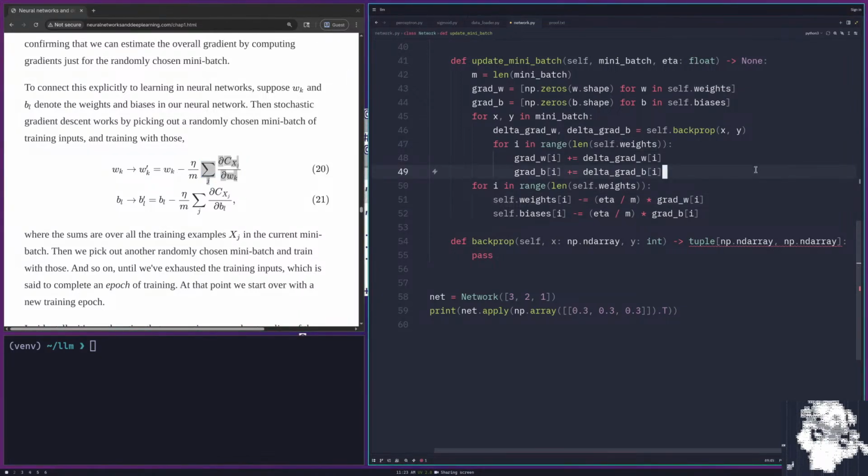So yeah, this is the way that makes sense to me now. And then actually use this as backprop.